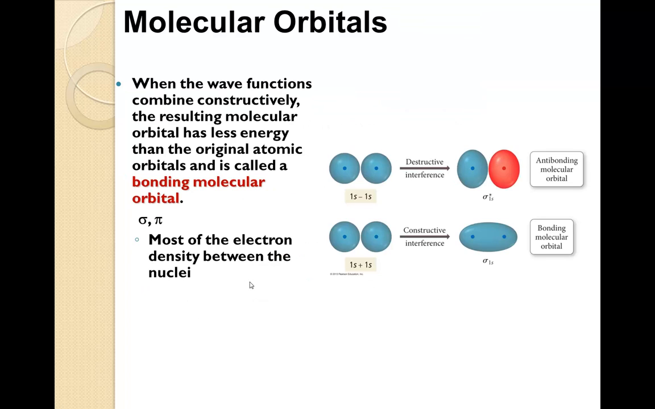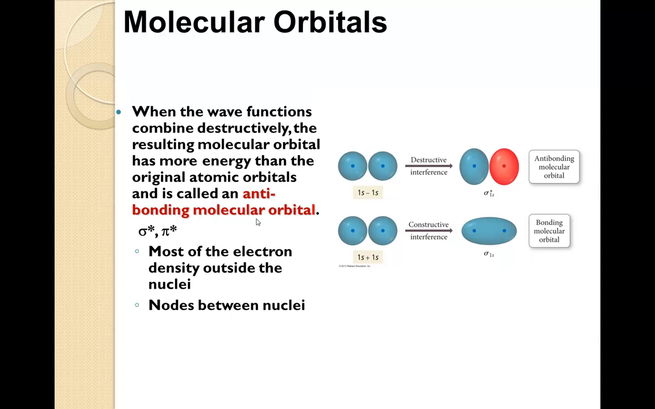When the wave functions combine constructively, so this is when the electrons are in phase with one another, the resulting molecular orbital has less energy than the original atomic orbital and is called the bonding molecular orbital. Notice that they're coming together here. This is the sigma or the pi. And this right here is an example of the sigma 1s bonding orbital. Most of the electron density is between the nuclei in the bonding orbital.